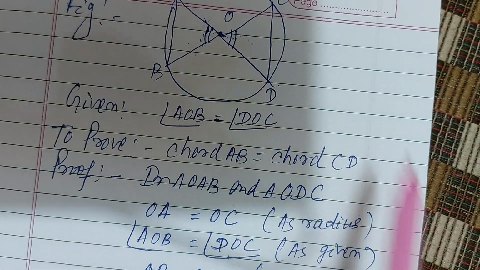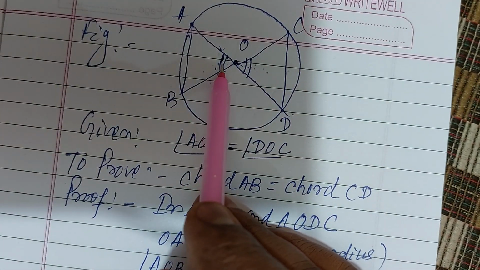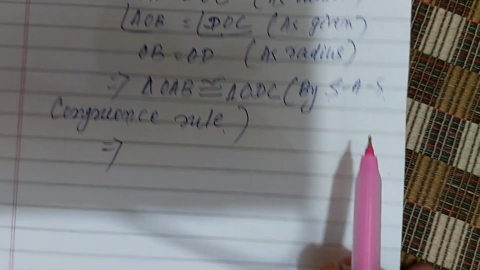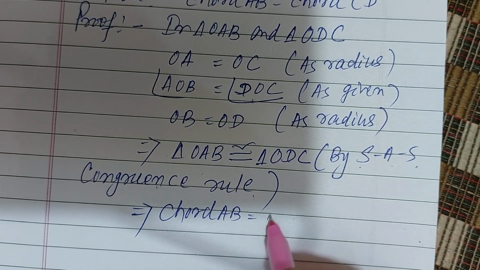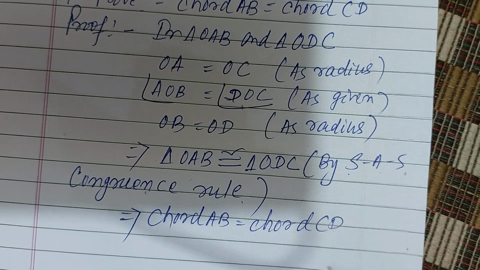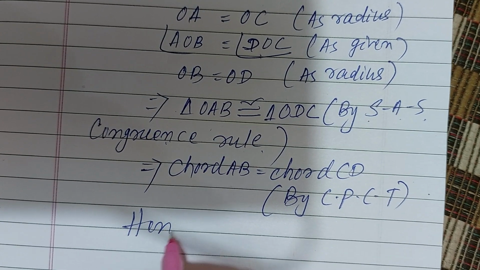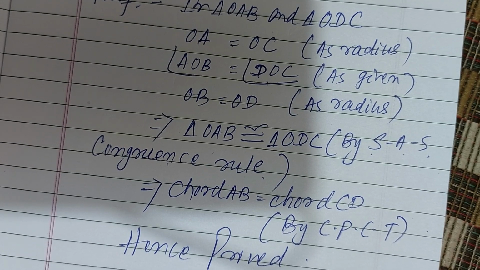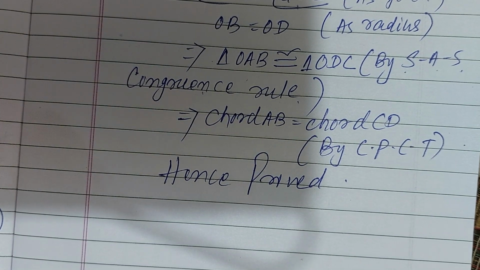Now these two triangles are congruent by side angle side congruence rule. So after congruency, what happens? The sides opposite to equal angles are equal. This is known as CPCT. So chord AB is equal to chord CD by, what do you write? By CPCT. Hence proved. Okay. So using these two theorems, you solve exercise 10.2. In the next lecture, we solve some questions from the exercises.